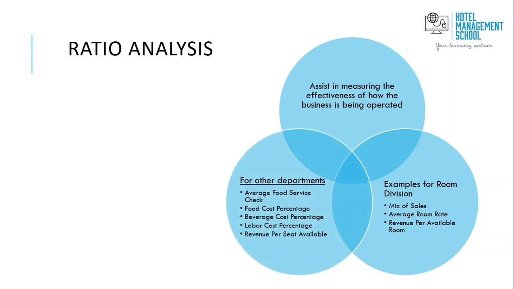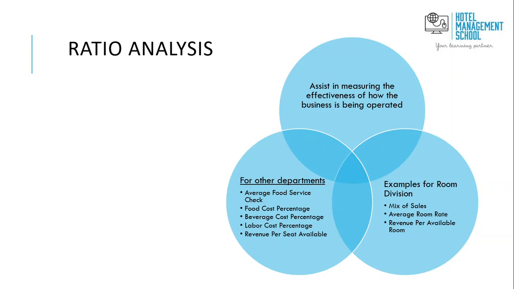And for other departments, it can be average check, food and beverage cost, labor cost percentage, revenue per seat available. So these are all the ratios which help us to understand the business performance related to some other measures. For example, revenues, number of rooms occupied, number of covers served in the hotel, because a lot of expenses are variable. A lot of revenue is also variable depending on the volume of business.